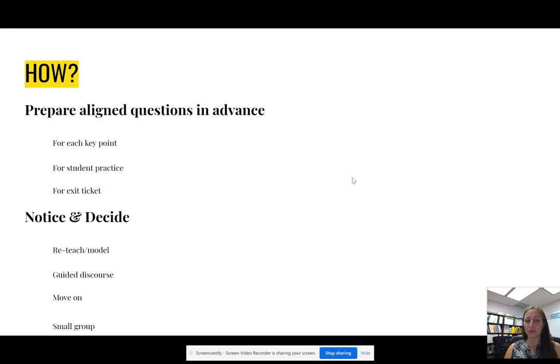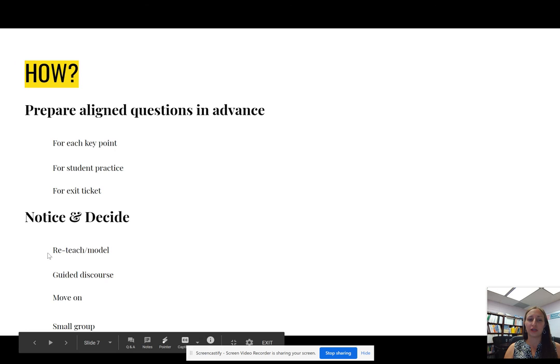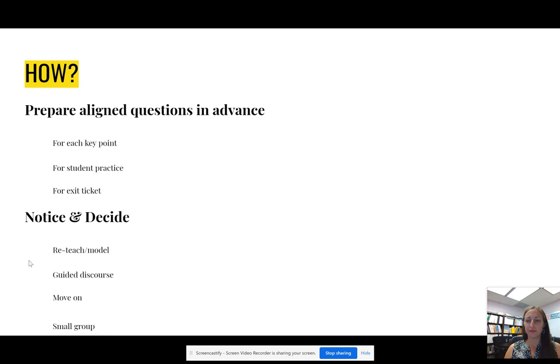If I have 80% or more, do I really need to do a whole group reteach? If I have 50% or less, usually I would want to use one of the first two that I mentioned here. If I have a really low understanding, I would usually want to completely reteach and model how to answer that question, and then give them a few more at-bats with it. If I have a low percent, but maybe a little bit higher than what I mentioned before, I could use guided discourse where I display a wrong answer.